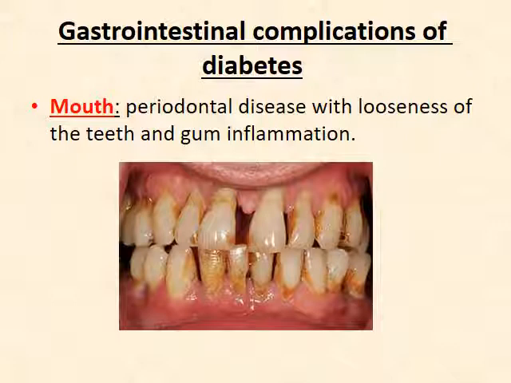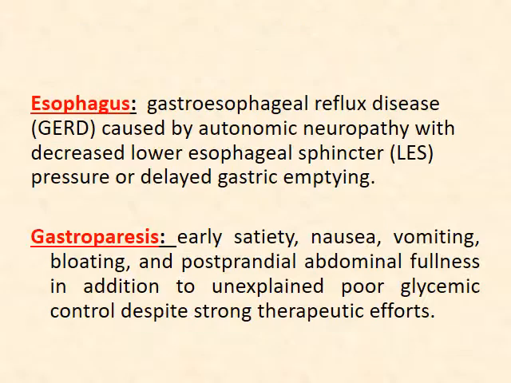Gastrointestinal complications of diabetes. In the mouth, periodontal disease with loss of the teeth and gum inflammation. Esophagus, GERD, which is gastroesophageal reflux disease, due to decrease in lower esophageal sphincter pressure or delayed gastric emptying. Gastroparesis, which is due to delayed gastric emptying, presents with early satiety, nausea, vomiting, bloating, and postprandial abdominal fullness.